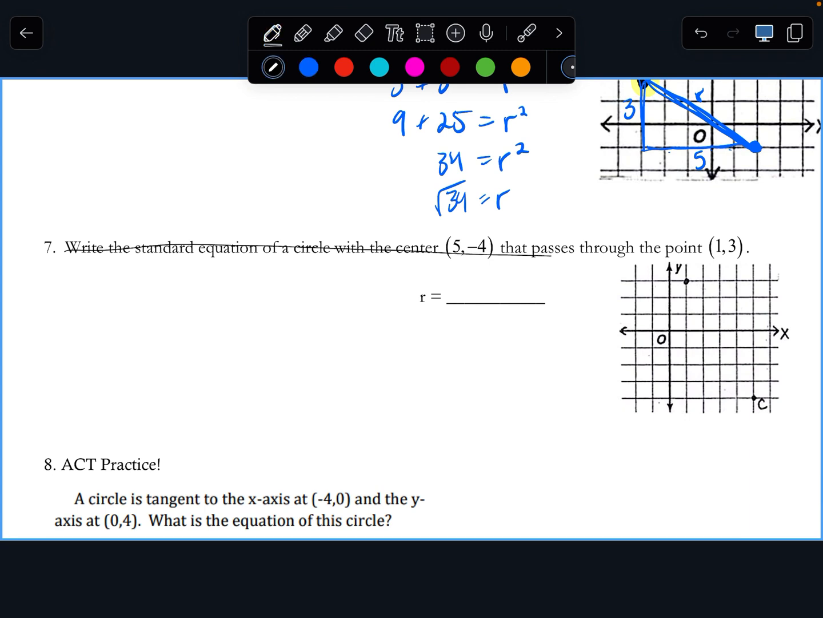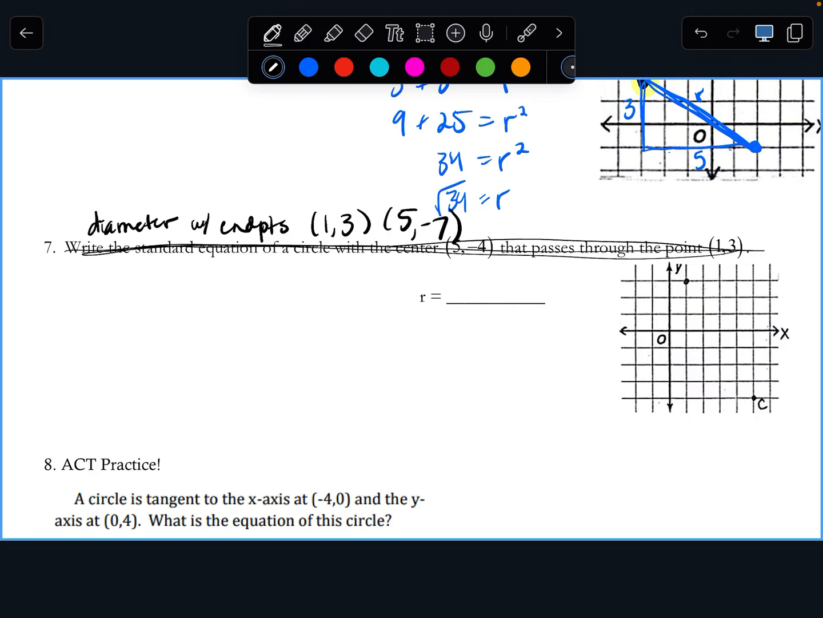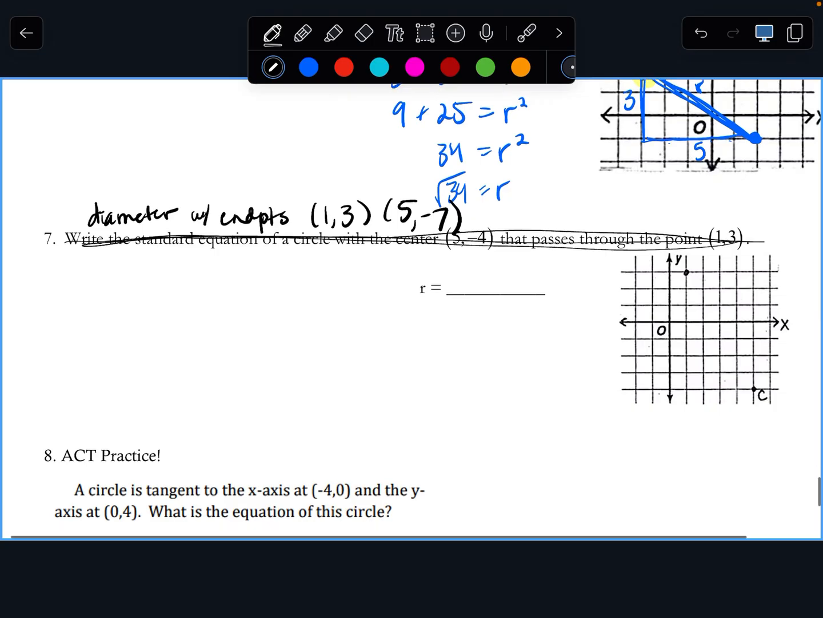Actually, I'm going to change this. Sorry. I'm changing it. I don't like it. I'm going to do a hardcore one. Diameter with endpoints, because I think there's a couple of them on there. Okay, so we're going to say it's a diameter with endpoints.